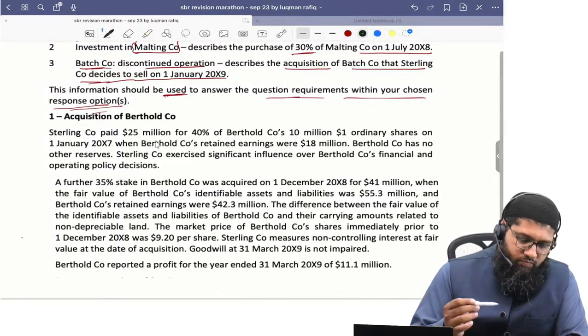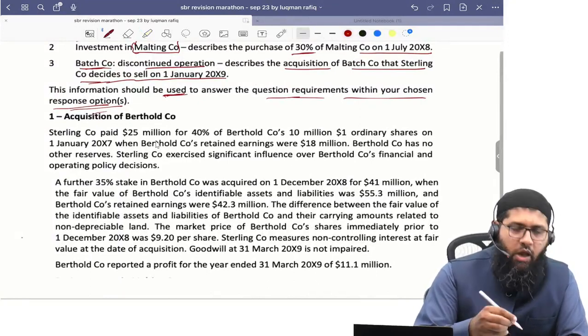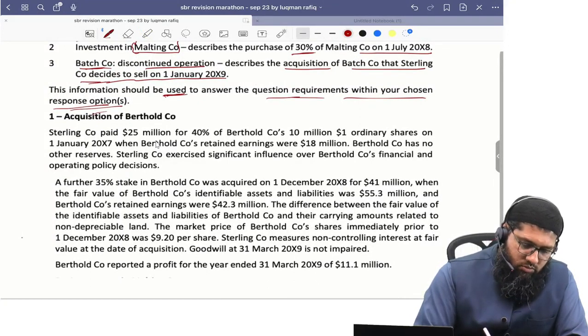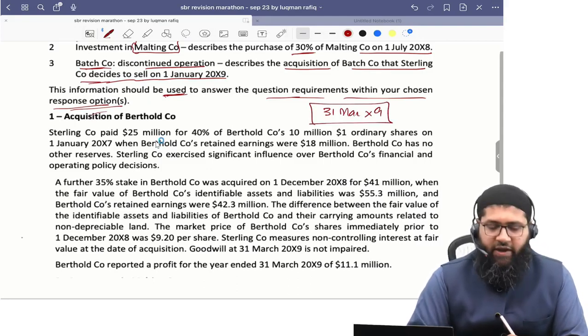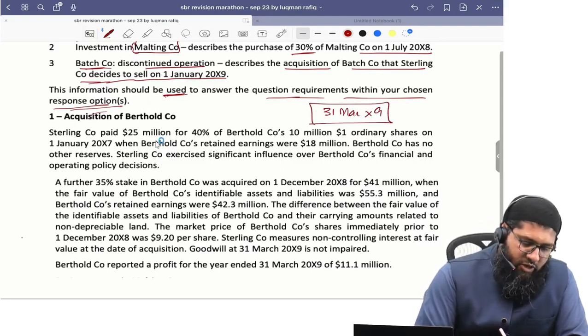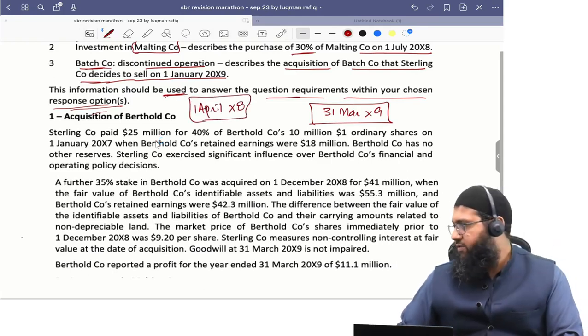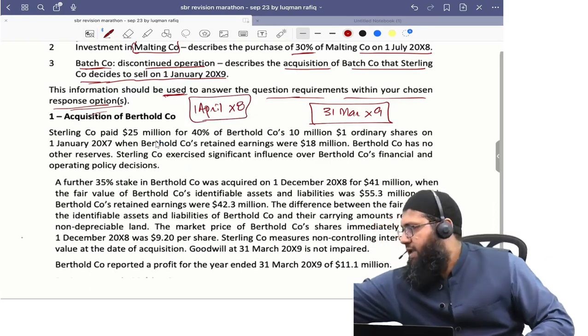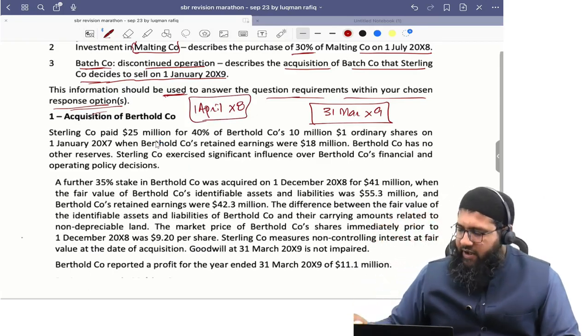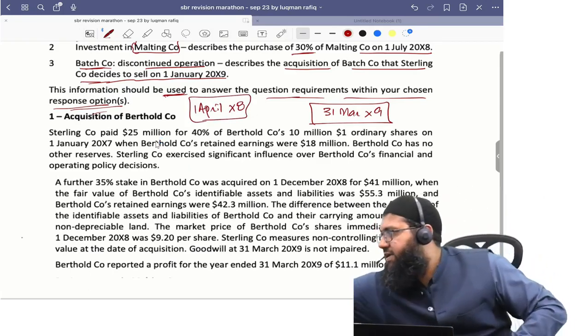When you talk about 31st March X9, that means we are talking about 1st April X8. 31st March X9, you're talking about 1st April X8.